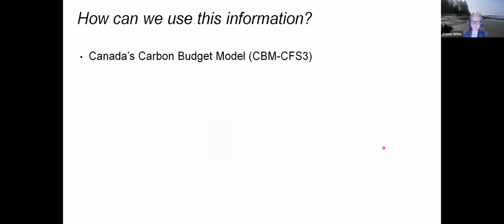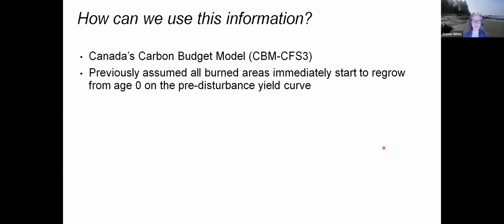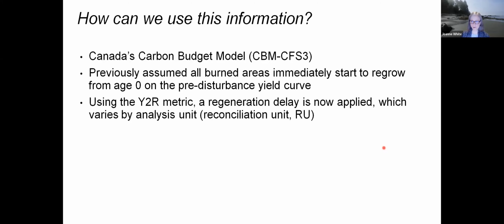So you may be asking yourself, this is interesting, but how could we actually make use of this information? One example I want to share is through Canada's carbon budget model. One of the things that we've used these data for is with our national carbon budget model. Previously, we assumed that all burned areas immediately start to regrow from age 0, so the year after the disturbance, on whatever their pre-disturbance yield curve was. And so using the Y2R metric and the regional variability that we saw in this, we're able to construct a regeneration delay that is now applied, which varies by analysis unit.